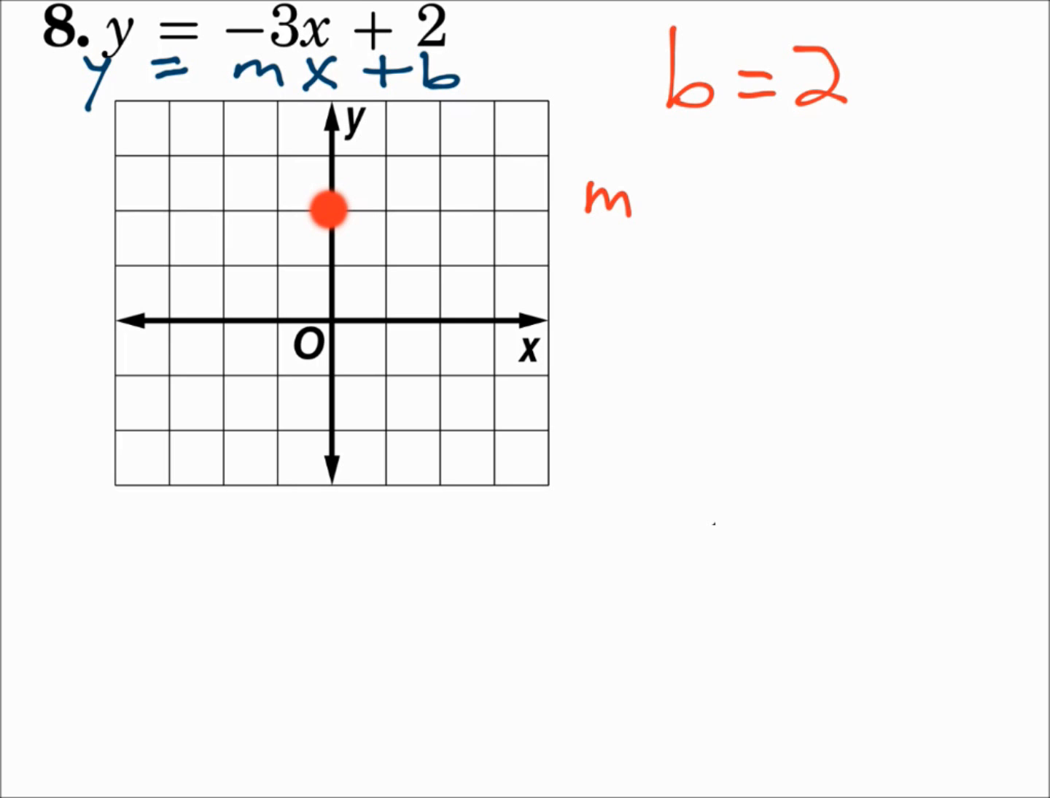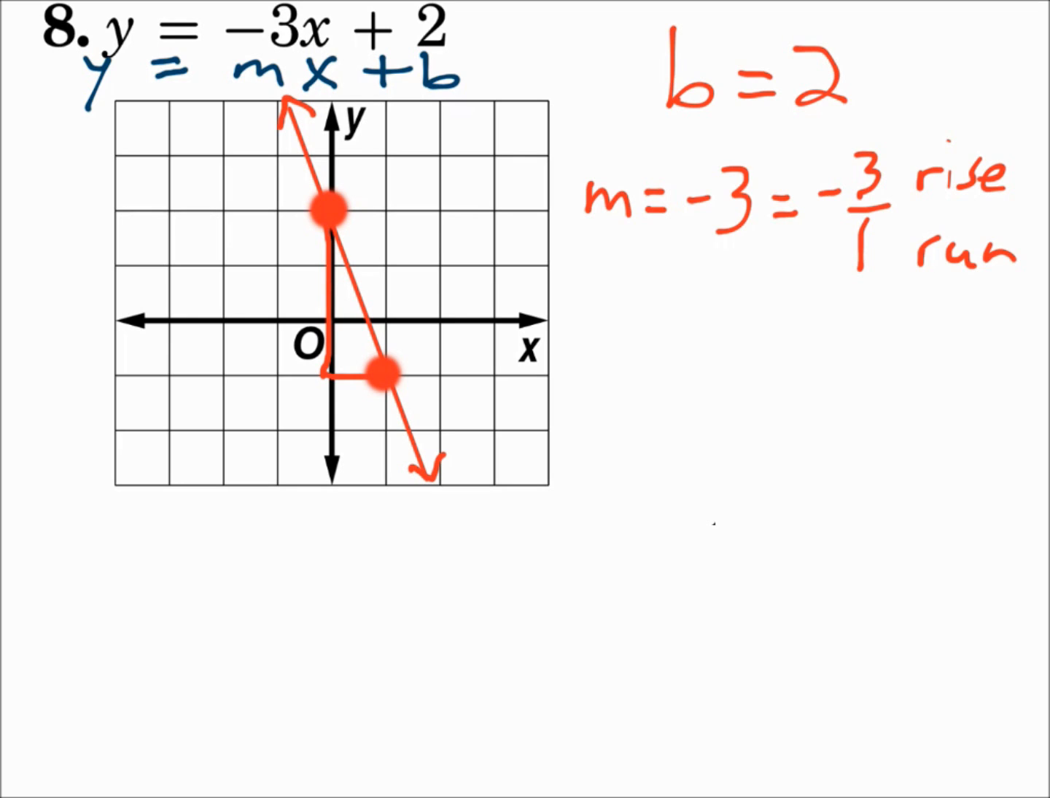Use the slope to find the next point. The slope is -3. You can make it a fraction and say it's -3 over 1, and that way we can rise over run. The rise is -3, so we'll go down 3, and the run is 1, so we'll go 1 to the right. Put another point, and connect the dots. Start at the y-intercept, put a point. From that point, use the slope and rise over run to the next point, and connect the dots.